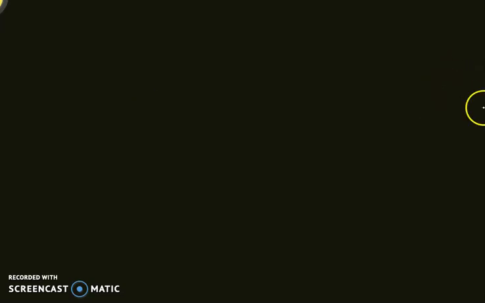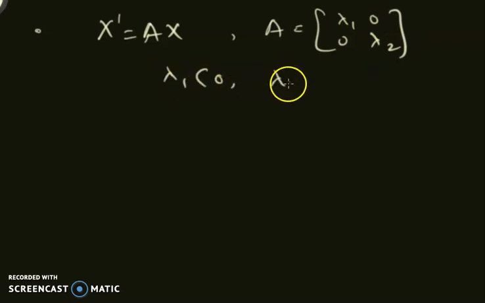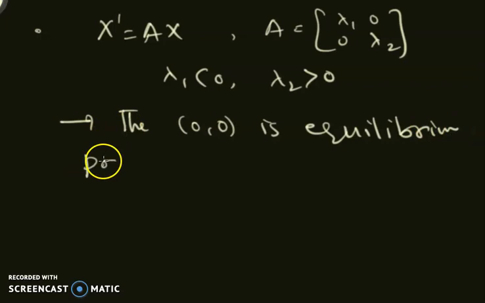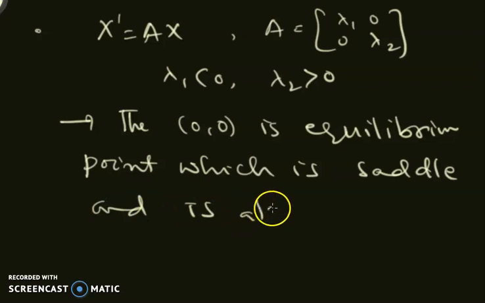So let me make this more clear. For the system x prime equals Ax, with A being the diagonal matrix lambda 1, 0, 0, lambda 2, with lambda 1 less than 0 and lambda 2 greater than 0, the point 0, 0 is an equilibrium point, which is a saddle and is also unstable.